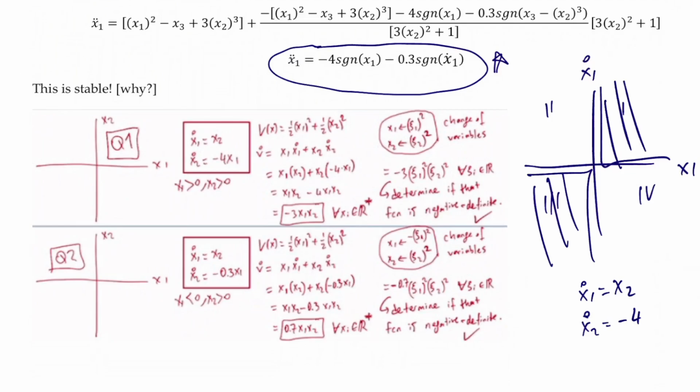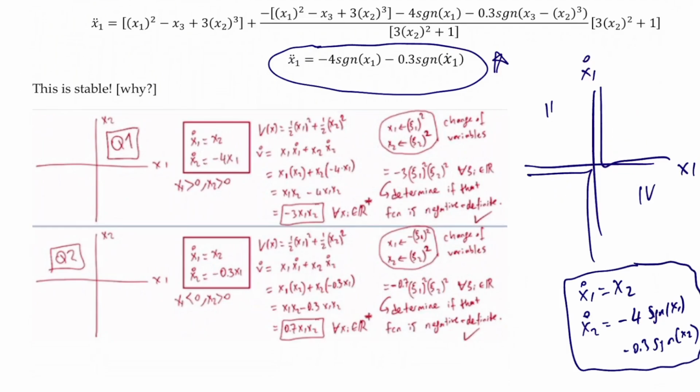Minus 4 sine x1 and minus 0.3 sine x2. Okay, so let's look at the dynamics here. In this part, the first and third quadrants, x1 times x2 is positive. This term is positive in the first quadrant, and that also happens in the third quadrant.